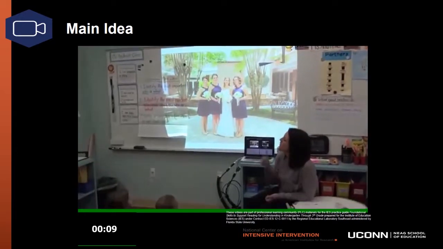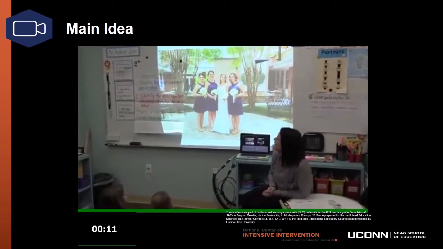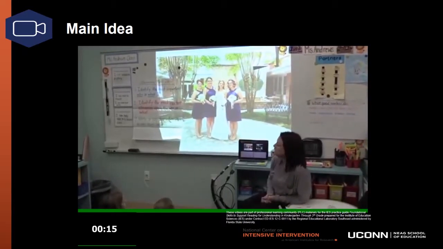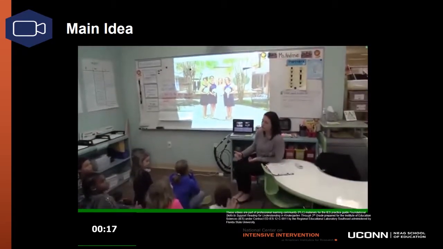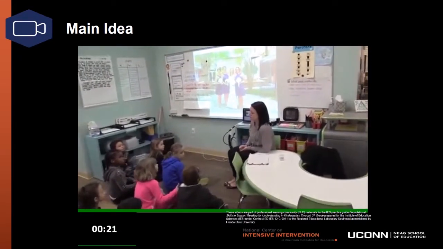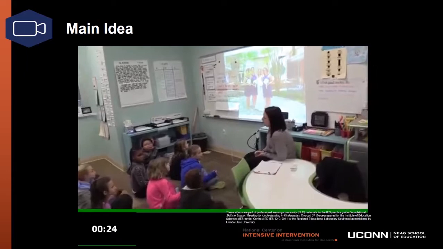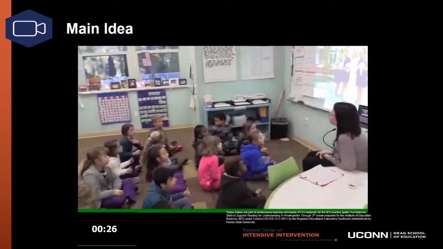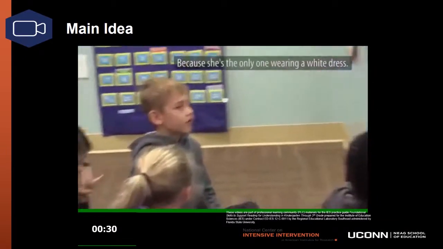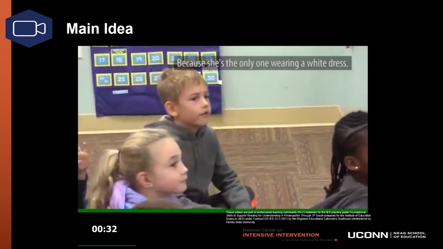So I want us to look at step number one. Step number one is to identify the most important who or what in this photo. Thumb on your knee. You think you found the most important who or what in this photo. Owen? The girl in the white dress. Why do you think the girl in the white dress is the most important who or what? Because she's the only one that's wearing the white dress.